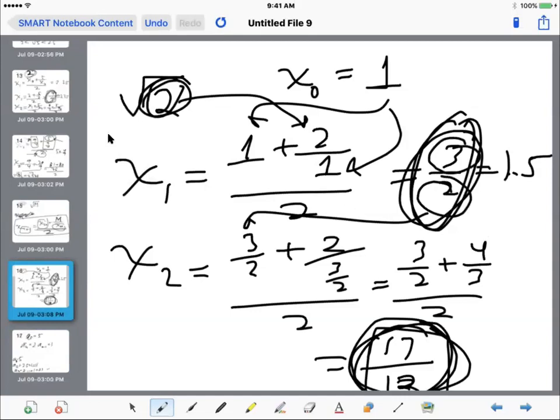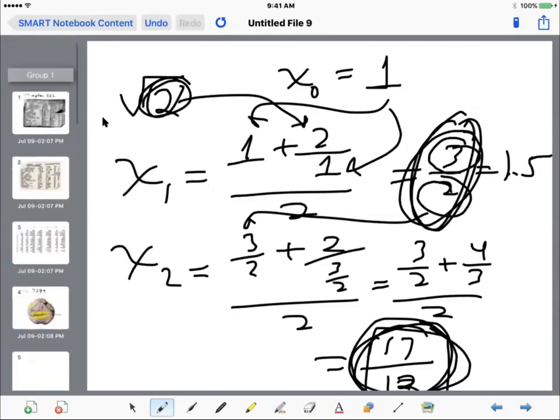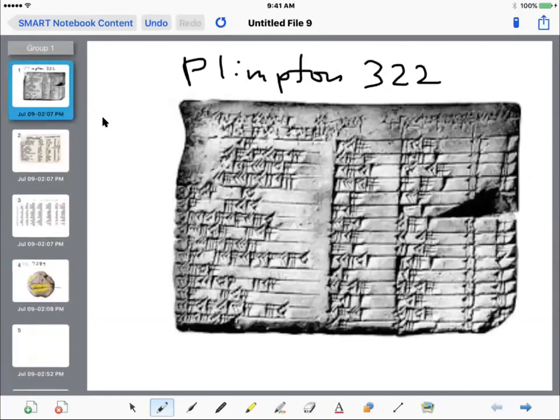Okay, any questions before I get to the next tablet? So we did 45 minutes on YBC 7289. And the rest of today is going to be on the most famous tablet of all, Plimpton 322.